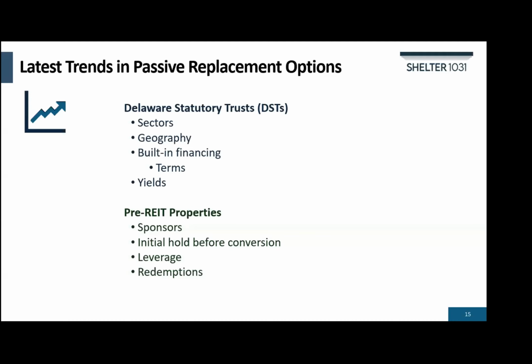Then 2 to 3 years later, a REIT absorbs the property, and you exchange your interests in the DST for interests in the REIT. These REITs typically have hundreds, if not thousands, of properties diversified across sector and geography, with portfolio leverage between 30 and 40%.